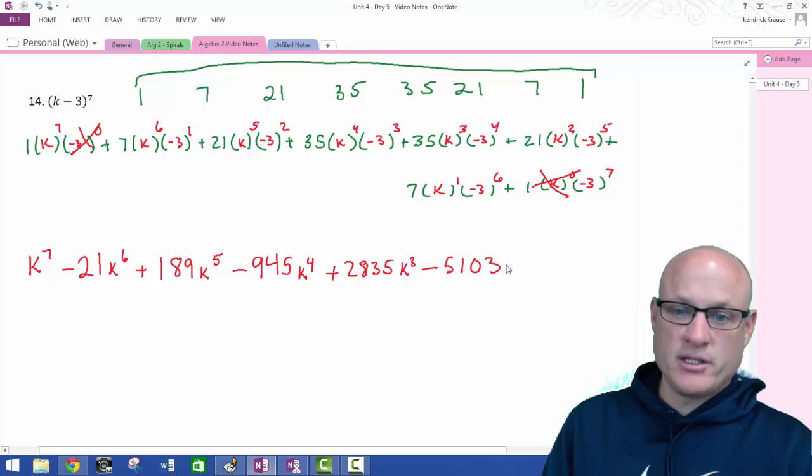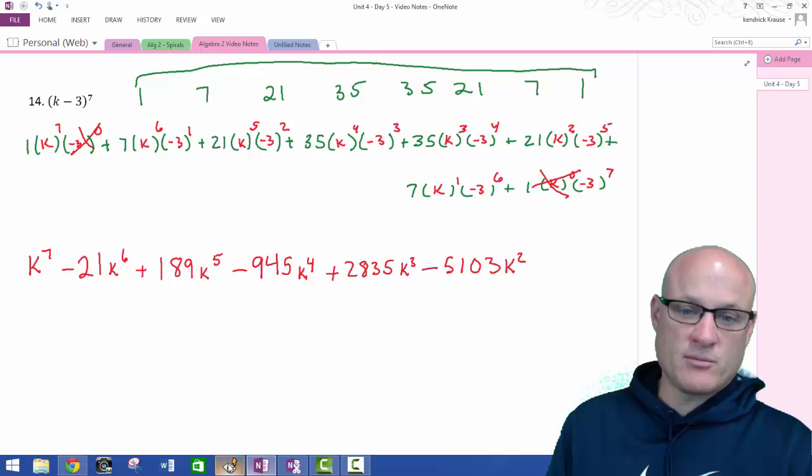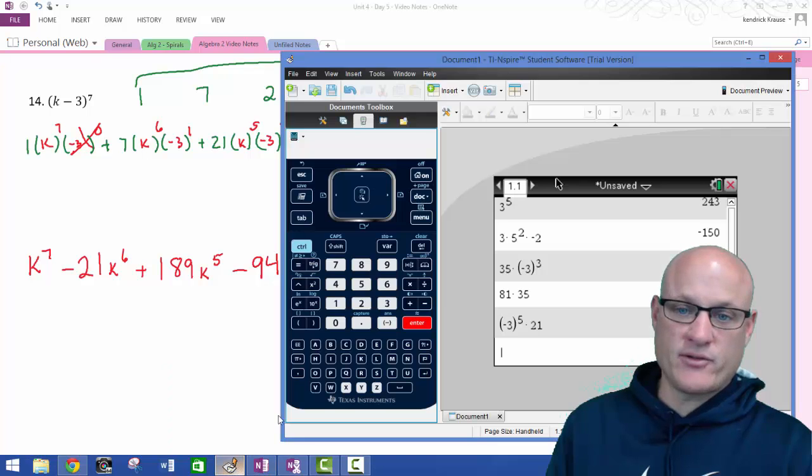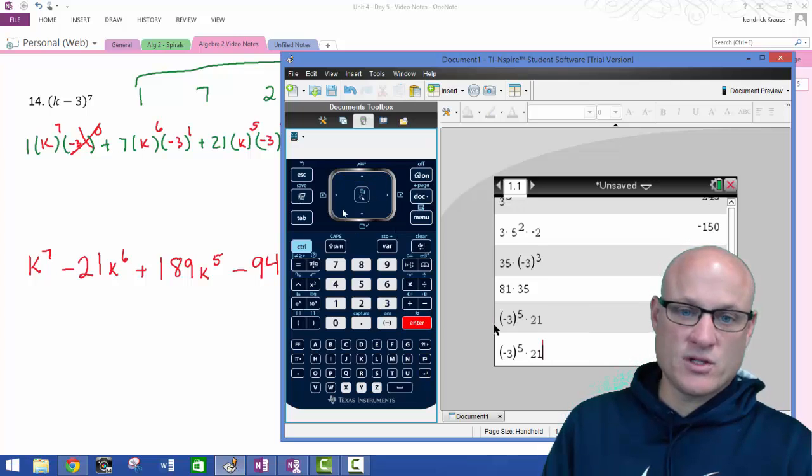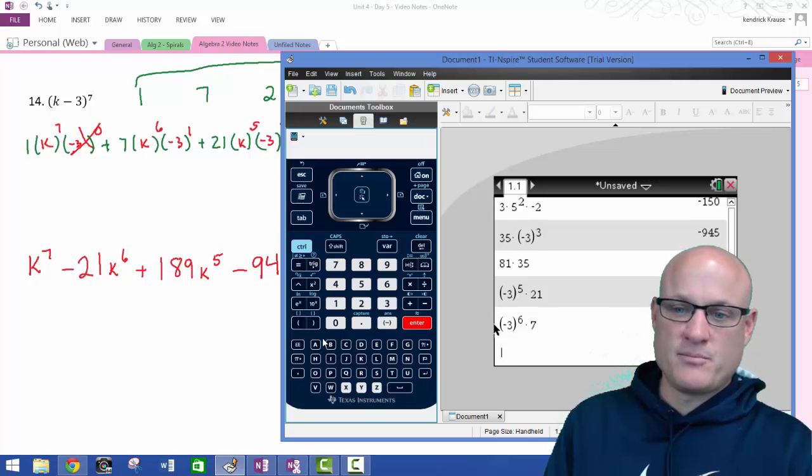5103 k squared. Now I'm going to do negative 3 to the 6th times 7. You know what? Let's do this. Save myself a little bit of headache. Oops. To the 6th. I'm not sure this helped. I'm not sure that was faster. Times 7. Positive 5103.